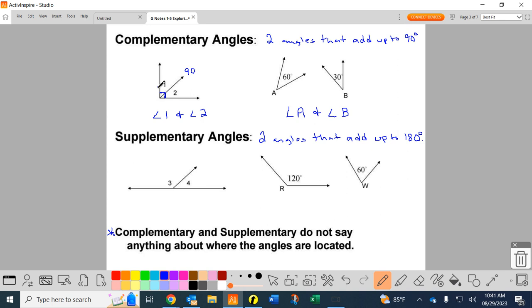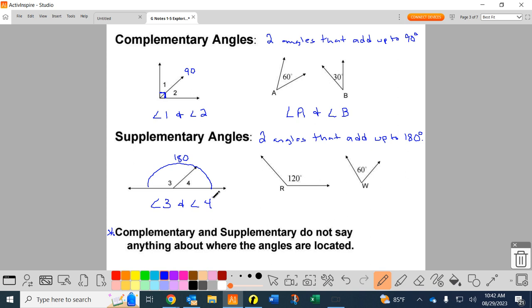Okay, here we go. Supplementary. Two angles that add up to 180. Guys, what shape have we already done that always adds up to 180? Straight lines. Lines add up to 180. So if you see two angles that are right next to each other that form a line, then they're going to add up to 180 degrees and they are going to be supplementary to each other. So angle 3 and angle 4 would be supplementary, which means if you add measurements, one of them's 100, one of them's 80, they're going to add up to 180.